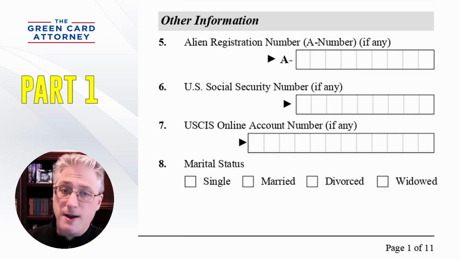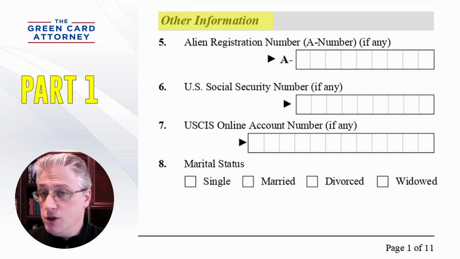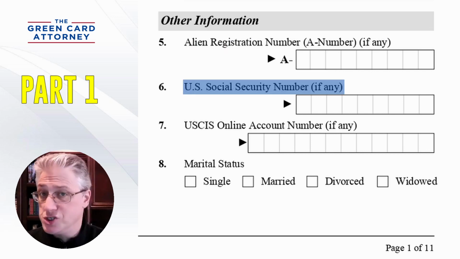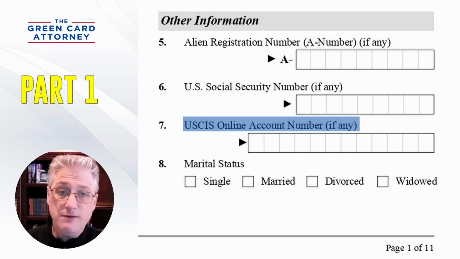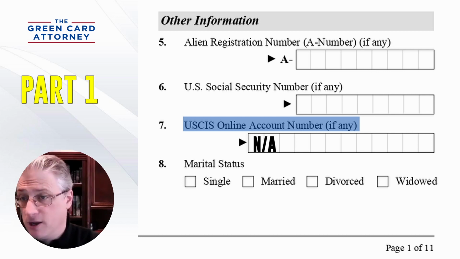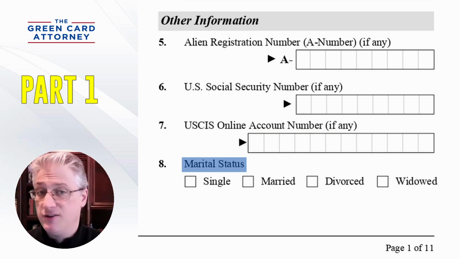Now, let's talk about the other information section. Here, you should have on hand your A number, social security number, and if you have a work permit, your USCIS online number. If you don't have these numbers, write not applicable, that's NA. And finally, select your marital status.